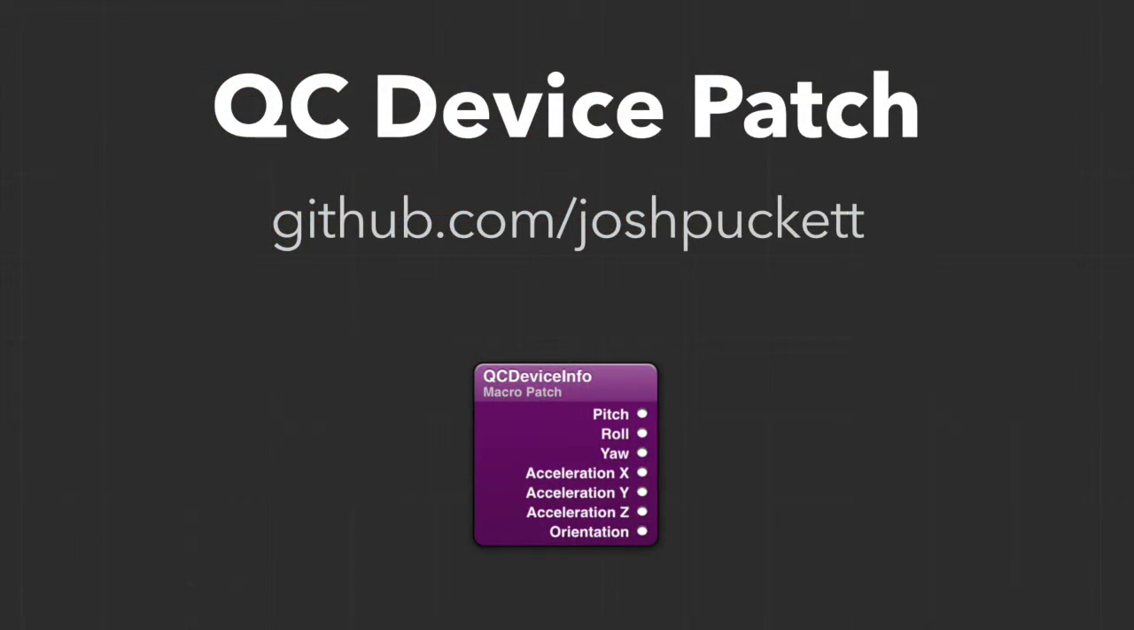I also wrote a QC device patch if you guys use Quartz Composer at all. It allows you to connect your phone to Quartz Composer and take advantage of the accelerometer and gyroscopes on your phone in real time. So it lets you create interesting interactions like this one, where if you have your device connected, this is me actually holding it in my hand, and then you can just kind of flick to go to the next photo and flick to go back. So maybe not the most practical interaction, but this is an example of what you can do with that patch.